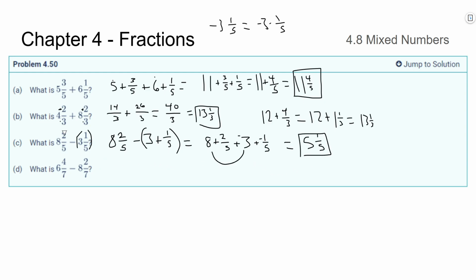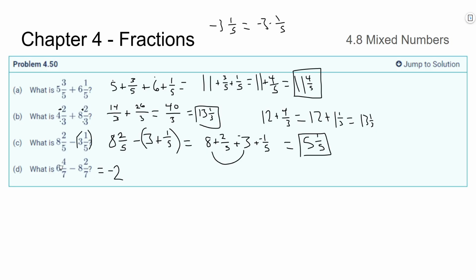All right, so we could have done 8 minus 3 would be 5, and 2/5 minus 1/5 would be 1/5. That's a faster way to do it. All right, so let's see about this one here. We have 6 minus 8. Looks like our whole number is going to be negative. So negative 2.